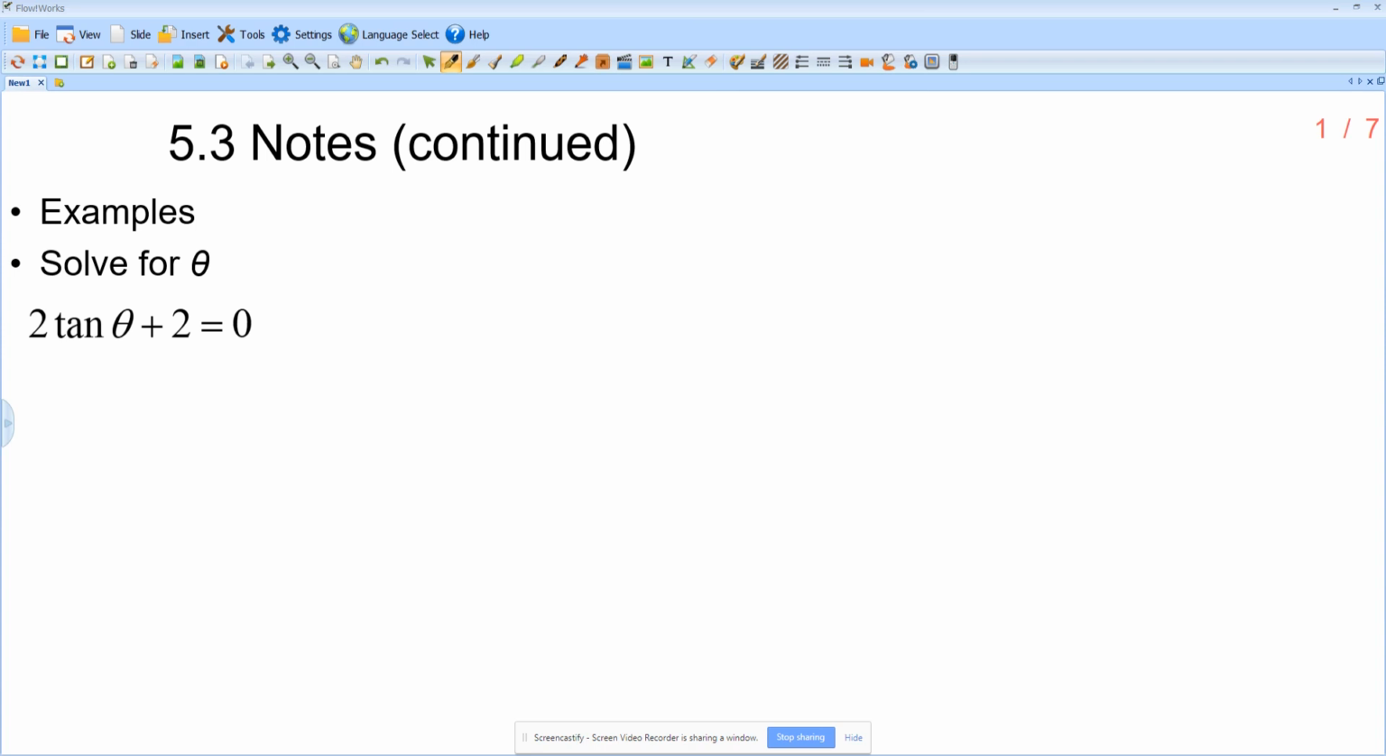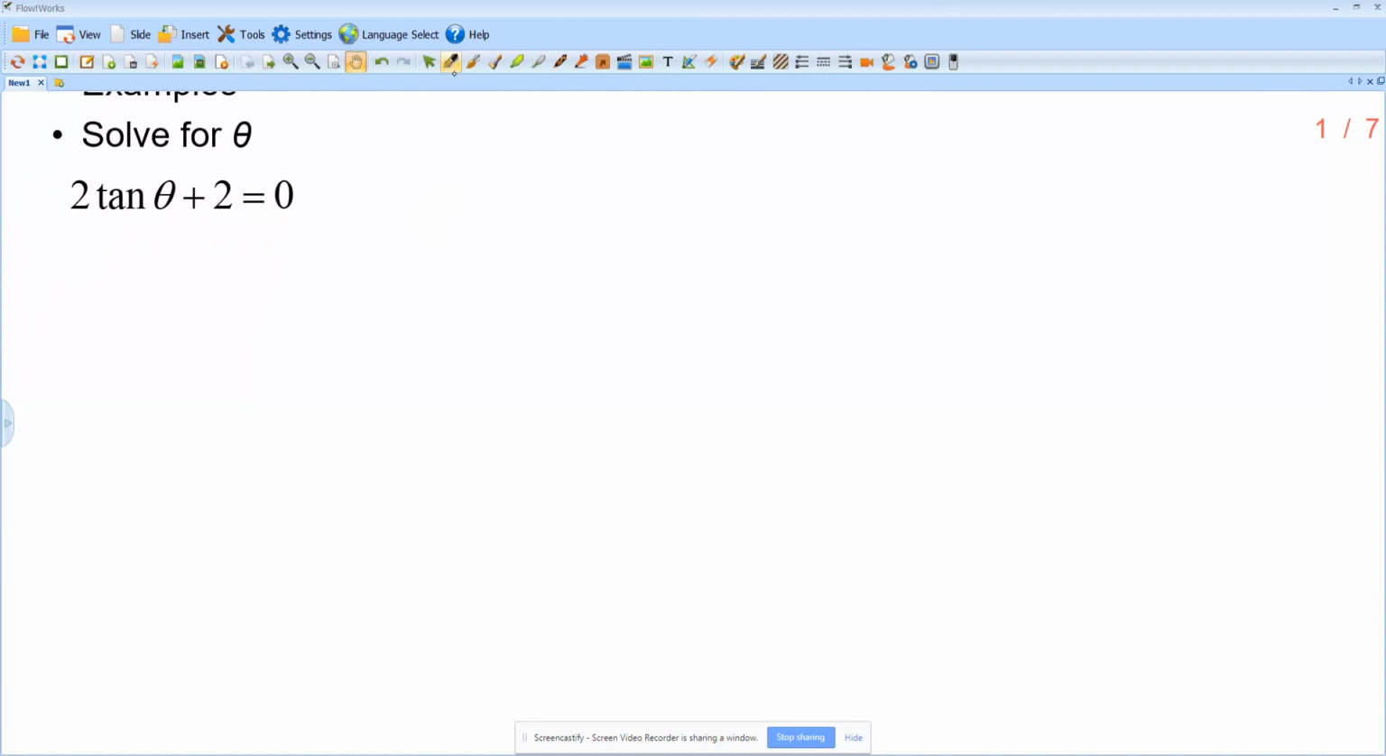We've got 2 tangent theta plus 2 is equal to 0. So again, just solving this using our regular solving, what we need to do is get the trig function alone first. So I'm going to subtract 2. This is a negative, sorry, and divide by 2. So I get tangent theta is equal to -1.